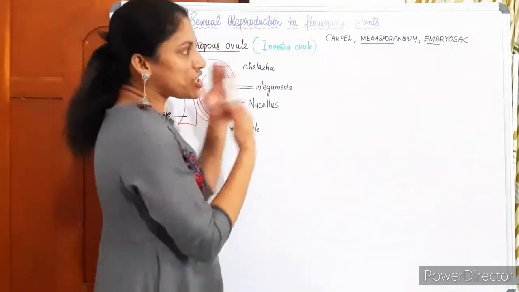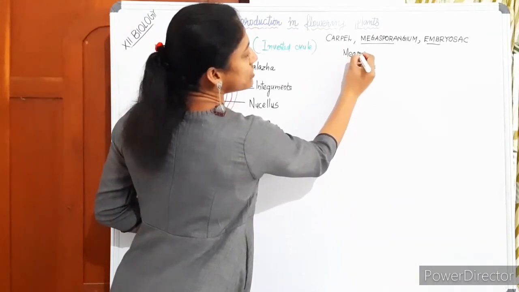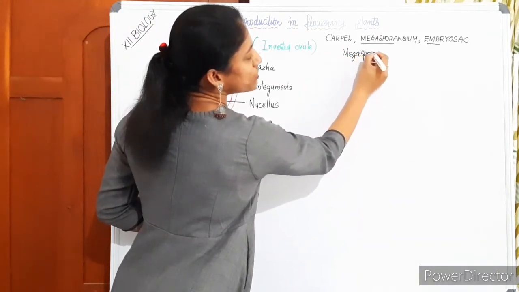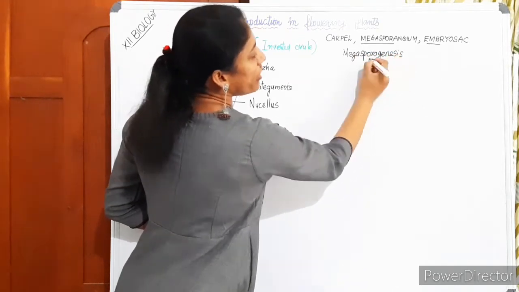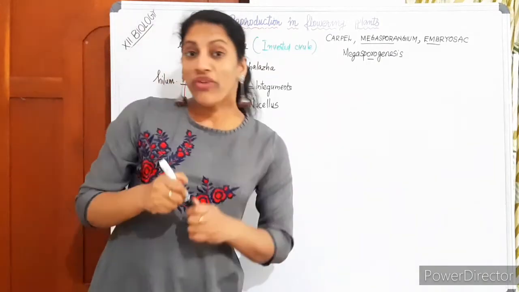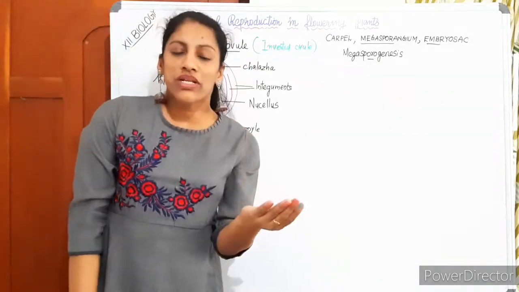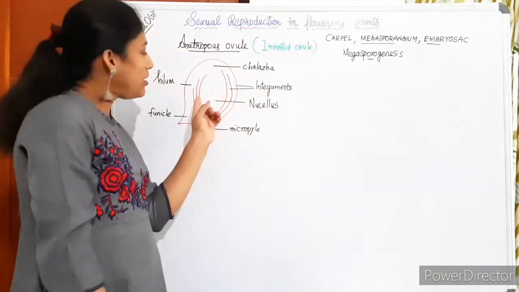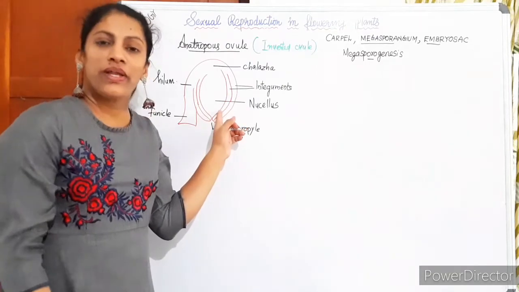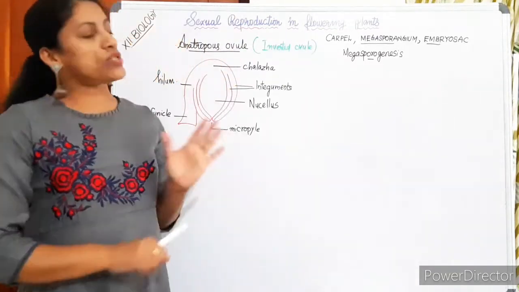In order to get to the embryo sac, the process is megasporogenesis. You have already learned microsporogenesis. You have defined it better. So how can you define megasporogenesis? Where does it take place? It takes place inside the nucellus. Microsporogenesis took place inside the sporogenous tissue. Here, megasporogenesis takes place inside the nucellus. So what is megasporogenesis?